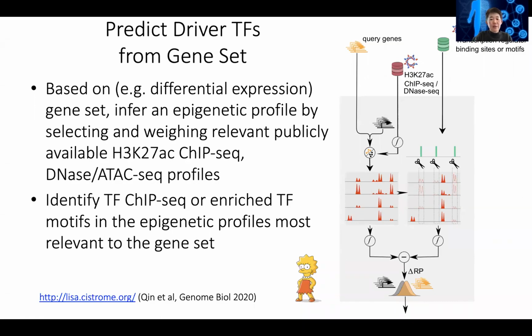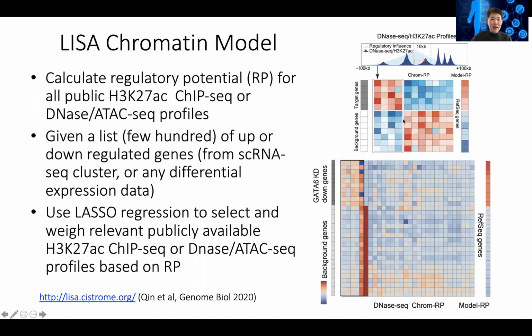Because there are a lot of existing K27 acetylation ChIP-seq and chromatin accessibility profiles already generated in the public, sometimes, even if you only have differential genes without any TF ChIP-seq, histone mark ChIP-seq, or DNase data, we have an algorithm developed, we call it LISA, that can already tell you which transcription factors might be important by utilizing the public TF ChIP-seq and histone mark ChIP-seq or DNase data.